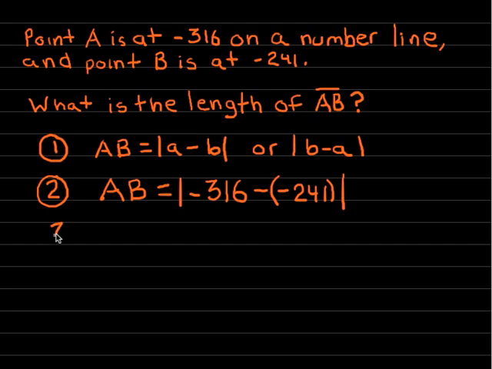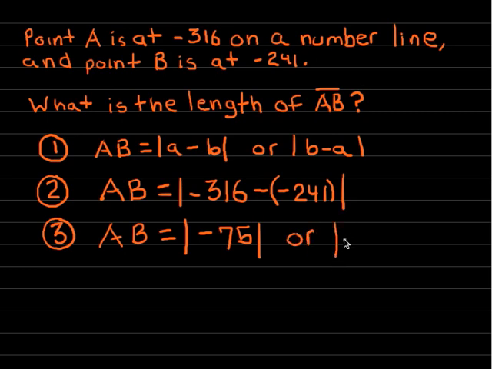Now I'm going to do some simplifying. So AB, the length of segment AB, is equal to the absolute value of negative 75. Or, if you want to do an interim step there to get you to negative 75, you'd say negative 316 plus 241.